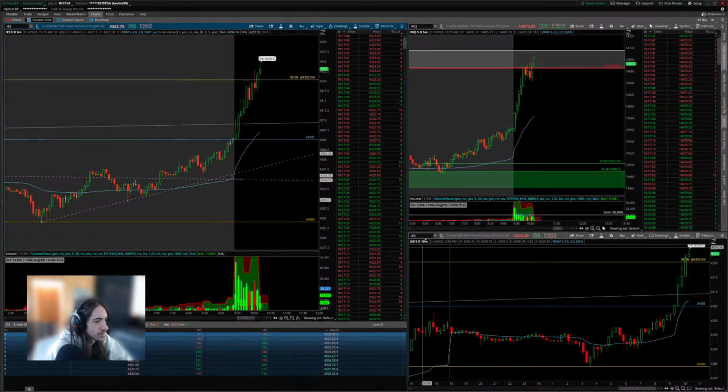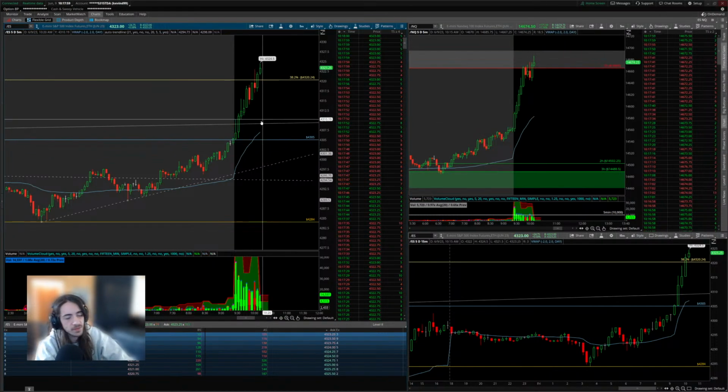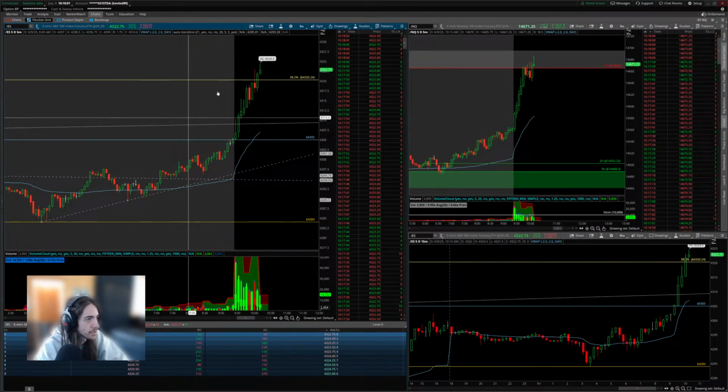Wonder what VIX is doing right now. I don't like that it keeps pulling back, but it could also be a fake out, guys. I mean, the 5 minute hasn't closed. It could wait for the last 30 seconds of the 5 and just completely pump.